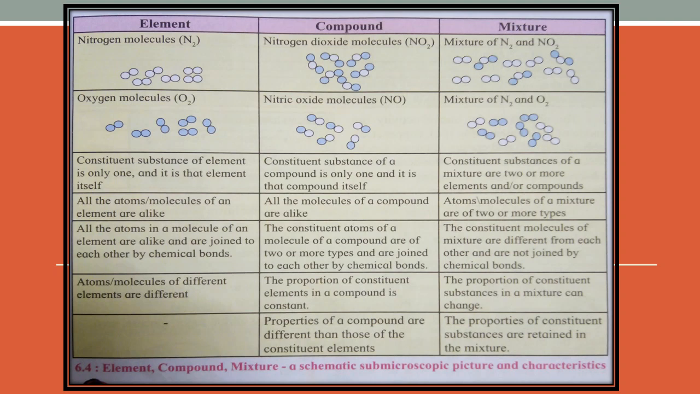So the constituent substances of a mixture are two or more elements or compounds. Atoms or molecules of a mixture are of two or more types. The constituent molecules of a mixture are different from each other and are not joined by chemical bonds. The proportion of constituent substances in a mixture can change. The properties of the constituent substances are retained in the mixture. So students, this was about the schematic sub-microscopic picture and characteristics of the different types of matter.